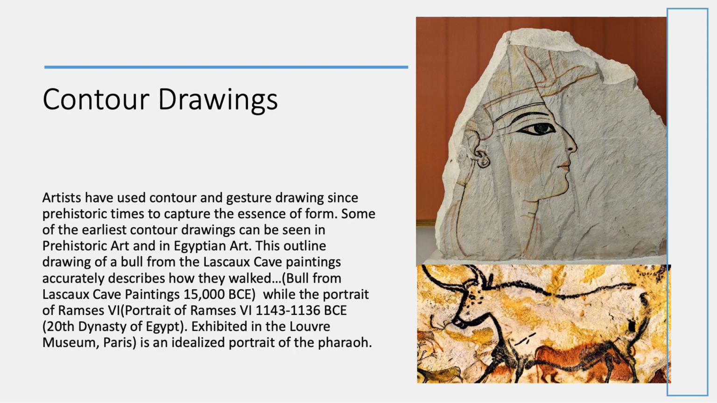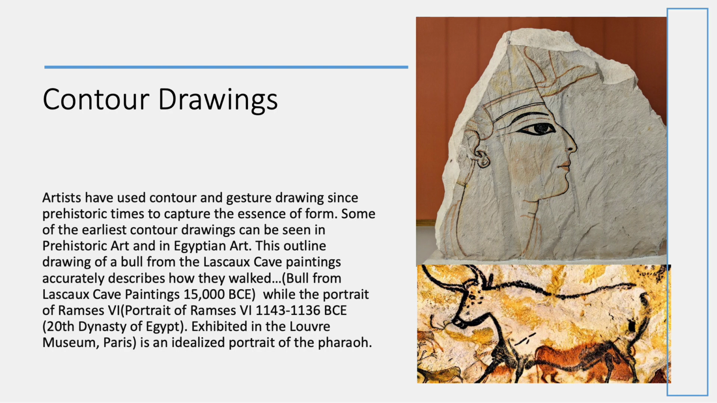In this lecture, we're going to look at some contour drawings. Artists have used contour and gesture drawing since prehistoric times to capture the essence of forms. Some of the earliest contour drawings can be seen in prehistoric art and in Egyptian art. This outline drawing of a bull from the Lascaux cave paintings in France accurately describes how they walked. And these paintings were done in 15,000 BCE.